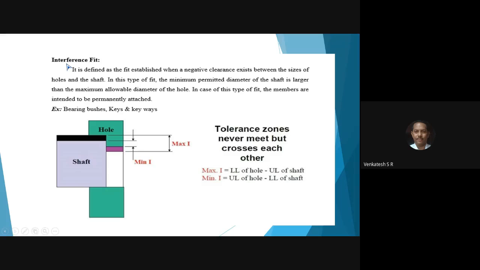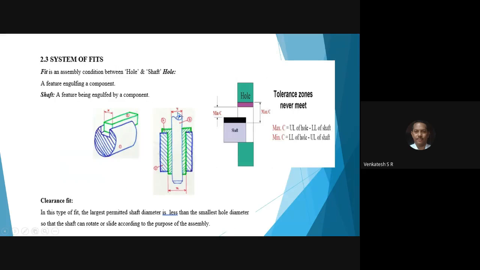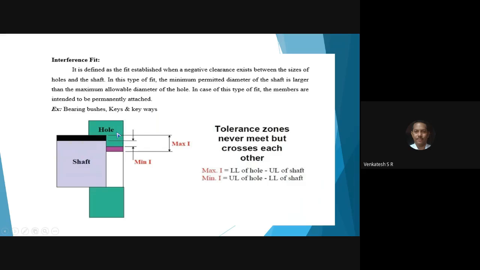Interference fit. A good example is placing the key in the shaft, fixing the bearing in the end of the shaft, or fixing the cutter in the milling machine. Then interference fit exists. In this case, the shaft diameter is more than the diameter of the hole.